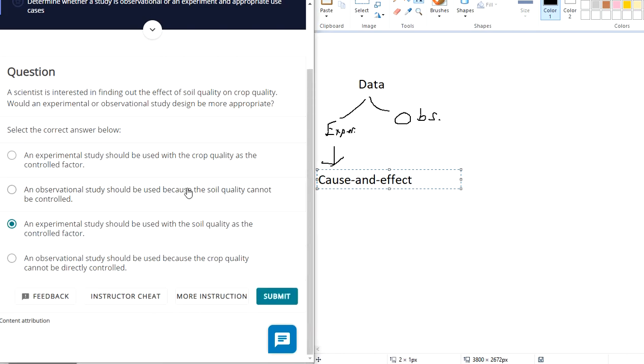The correct answer here is soil quality is the controlled factor. They'll give some plants bad soil, some plants medium soil, some plants good soil. That's the one that they can control for. It's not option 2 because it says an observational study should be used because soil quality cannot be controlled. We can, right? We can plant plants in different soil. An observational study should be used because the crop quality cannot be directly controlled. It's true that the crop quality can't be directly controlled, but that's not the point. We're looking for a cause and effect relationship. We can control the other variable here. Okay, it's definitely an experiment for this one.